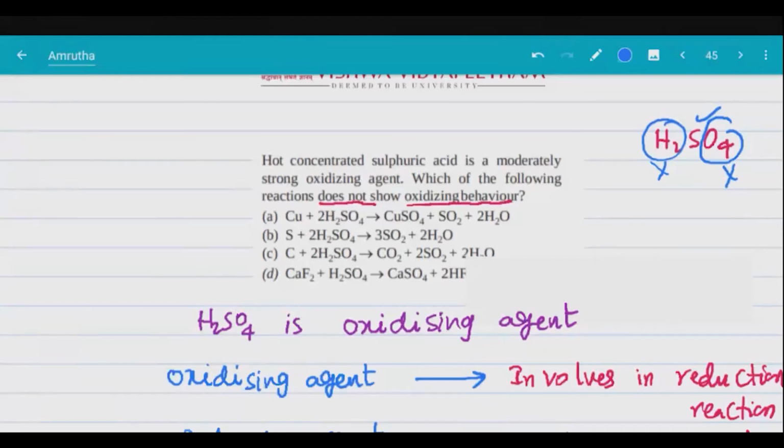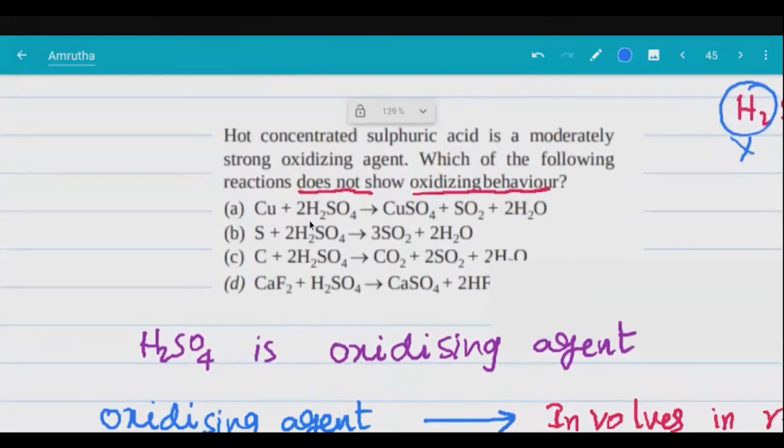Let us see option A. See this. Left side it is plus 6, no doubt. Right side it is plus 4. Again, plus 6 to plus 4. So it is undergoing reduction of sulfur. So it is fine, it is oxidizing agent. Same here, it is plus 6, again H2SO4 and again same. So plus 6 to plus 4. Yes, it is also oxidizing agent.